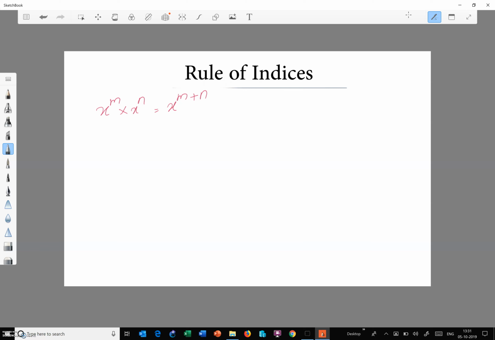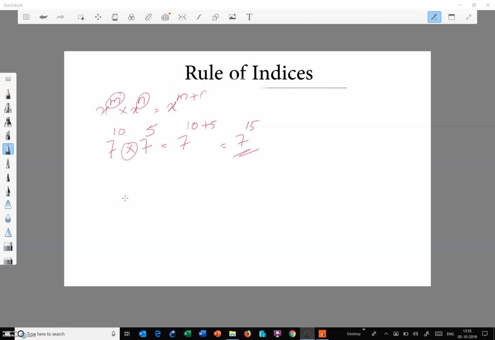So for multiplying two terms of this form, what do you have to do? You just have to add the indices together. This would be the answer. So let's see an example: 7 to the power 10 times 7 to the power 5. Since you have the multiplication operation here, you just have to add the indices together, which is 7 to the power 10 plus 5, which is 7 to the power 15.